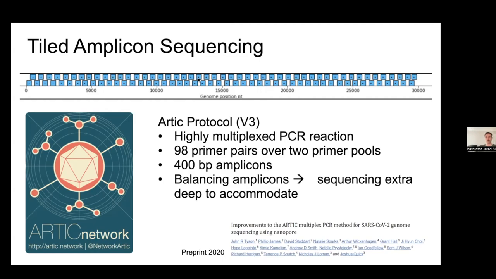So now that we're in Omicron days, they needed to change the PCR primers to adapt to Omicron and have alternative primers so that you still recover nearly complete genomes instead of having primer dropouts. So thanks, Jose, for bringing that up.